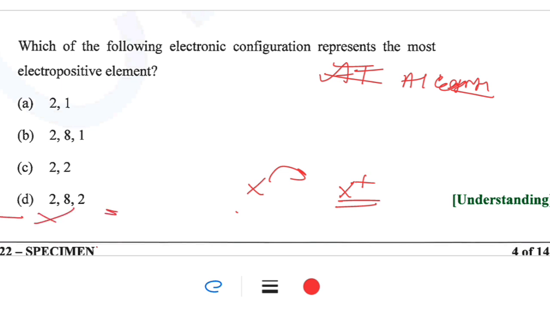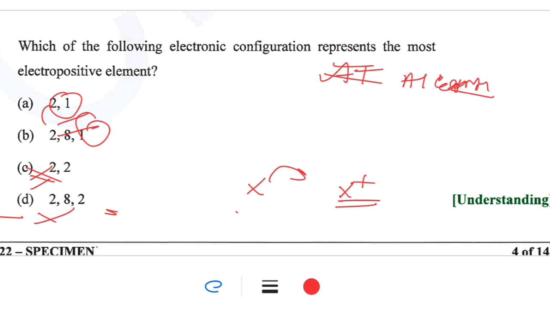Option D is also wrong. Option C is also removed. We are left with options A and D. So both have one electron in their valence shell. So which is going to be the most electropositive?